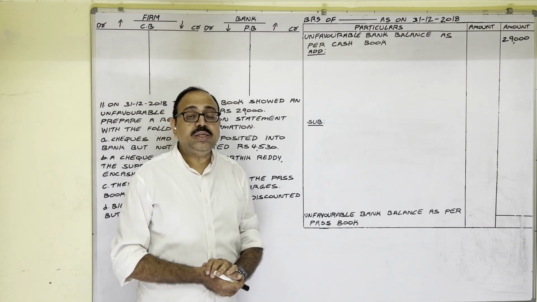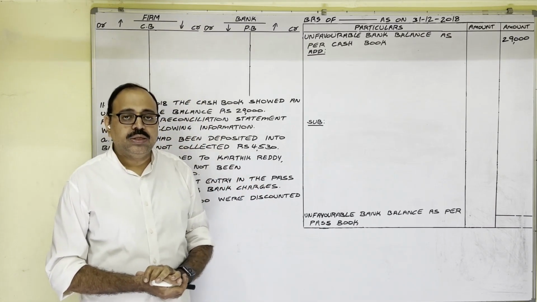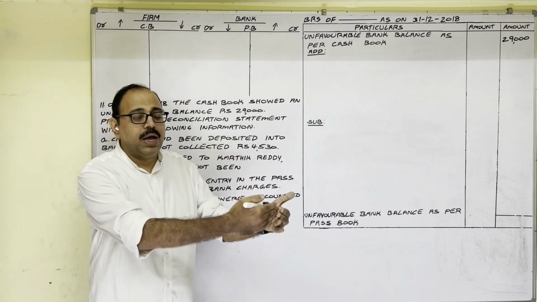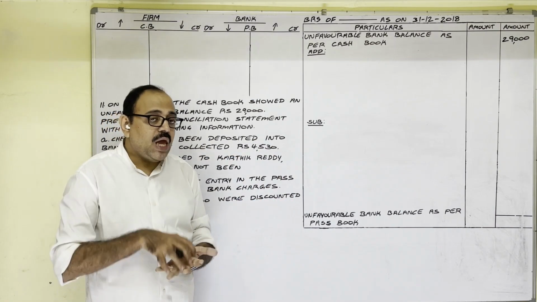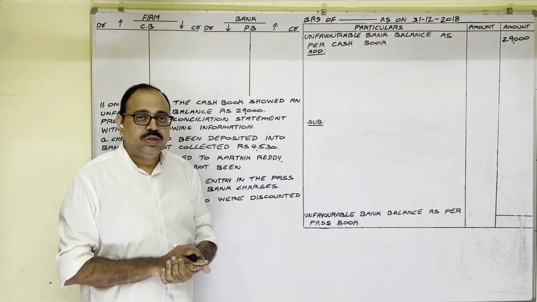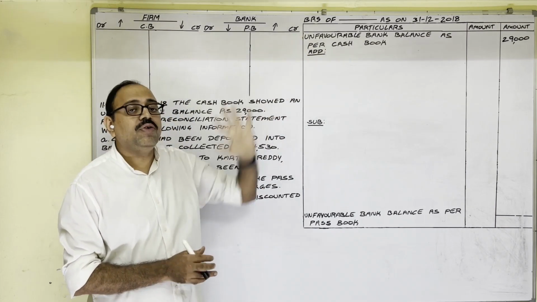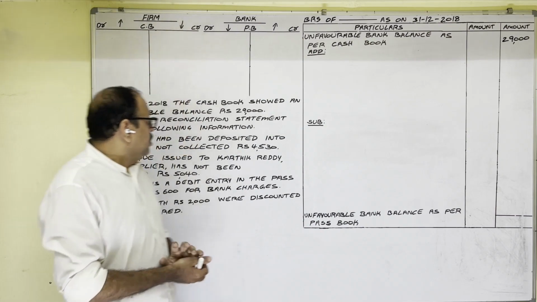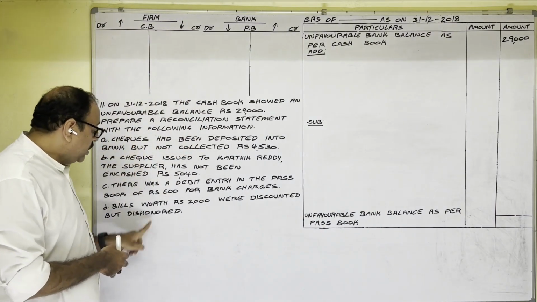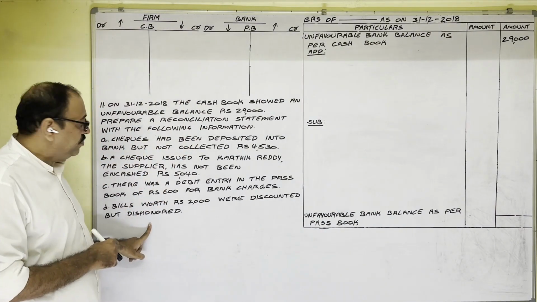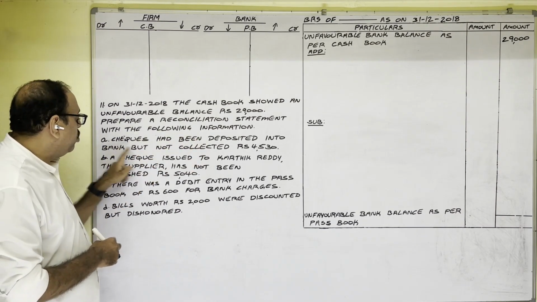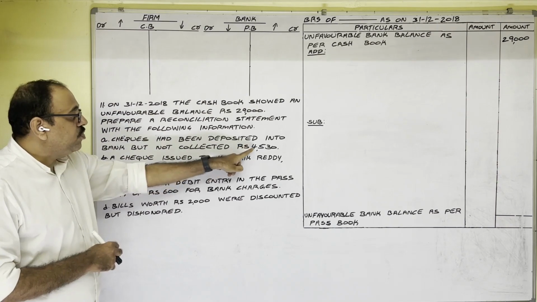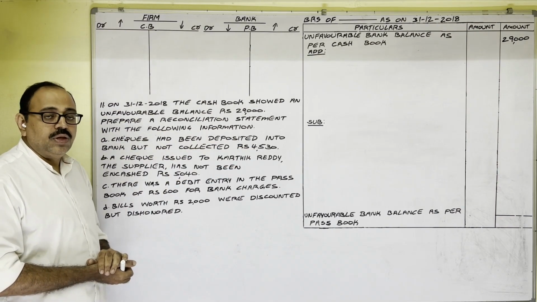Unfavorable balance means overdraft bank balance, meaning the firm took a loan from the bank. Favorable bank balance means we have money in the bank account. But here they have given an unfavorable bank balance. Next, all these are the reasons for disagreement. First reason: checks had been deposited into bank but not collected, 4,530.